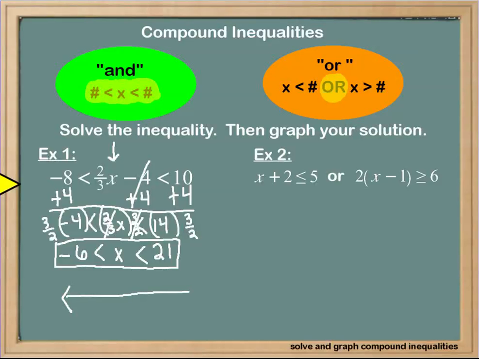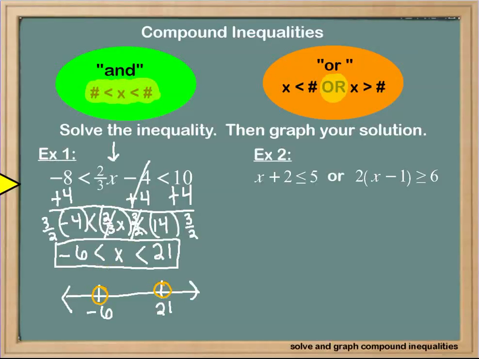To graph it, my answer is going to be wedged in between two numbers. So instead of doing one tick mark here, I'm going to have 2. I'm going to have one at negative 6 and one at positive 21. They both happen to be open circles because neither of them has an equal to under it. In the future, one could have an equal, they both could have an equal to under it, but in this particular example, we only have the less than symbols.